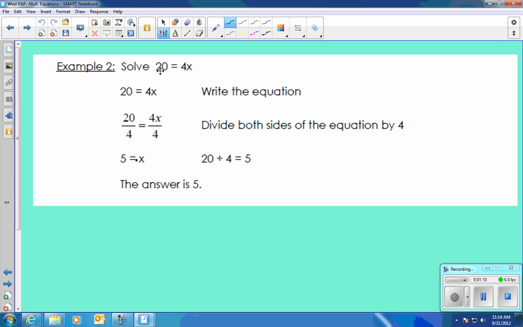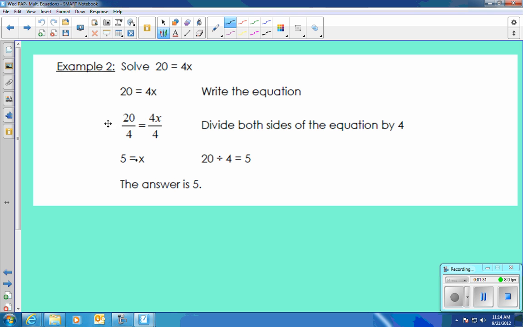When we look at this equation, this is 20 equals 4 times x. To get rid of a 4 times x, you divide by 4. We're not trying to get rid of the x, just the 4. So to undo multiply 4, we divide 4. But of course, if you do it on that side, you also have to do it over here.